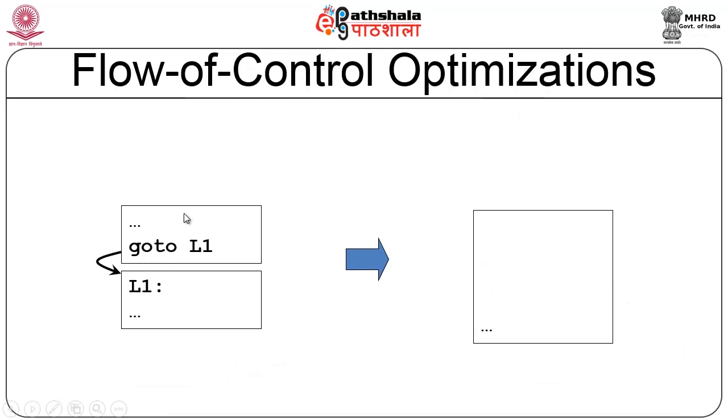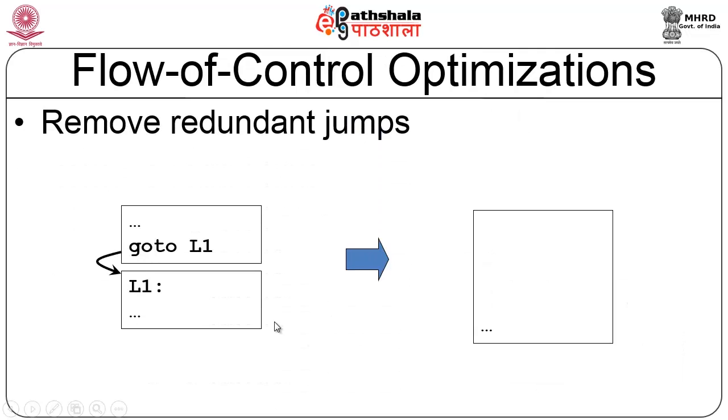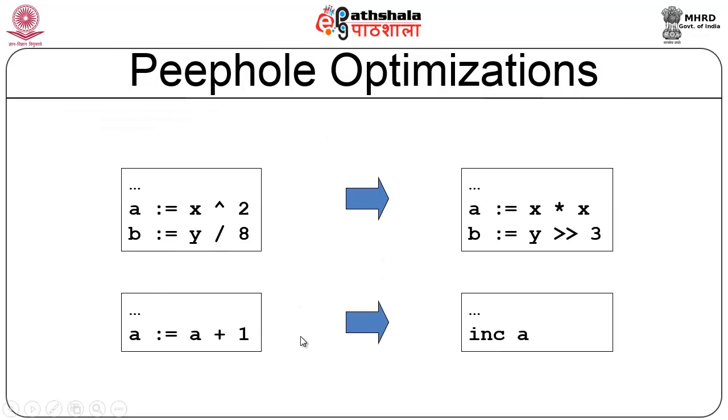Then the next one is flow of control optimization. Again, remove redundant jumps. This is similar to the previous one only. I have a go to L1 here, where L1 is going to be starting as a simple block. Now rather than that, I can combine both together. Anyway, even if there is no go to here, after this instruction, this is going to follow. So I can combine these two into a single block itself and avoid this go to L1. So this is one more flow of control optimization.